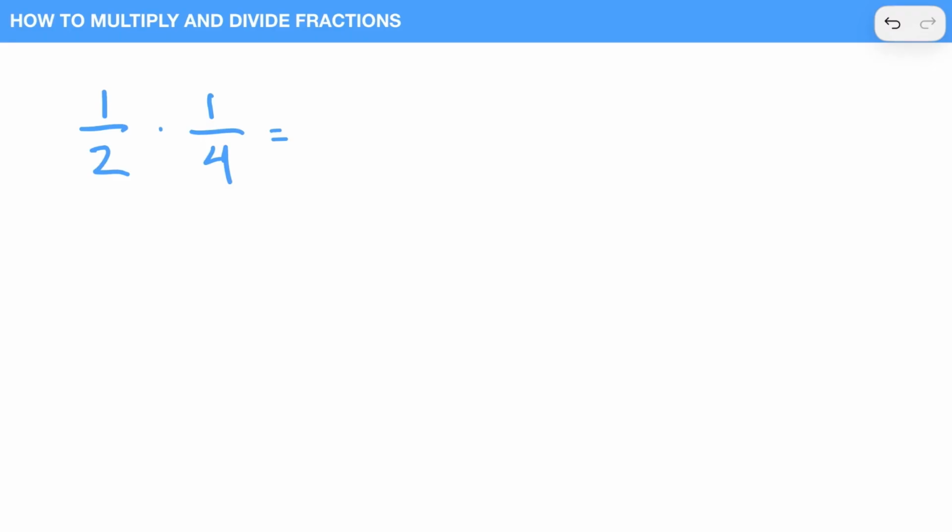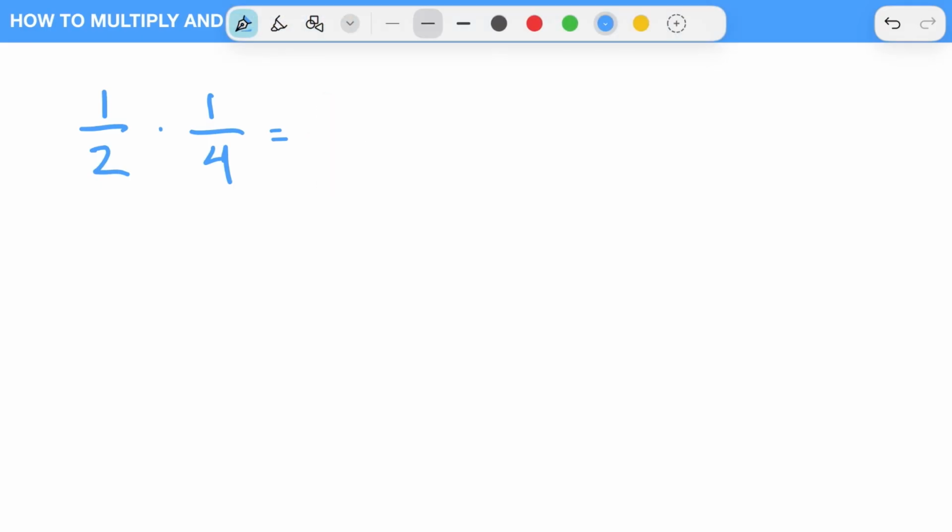All I'm going to do, if I am multiplying fractions together, is multiply the top numbers, in this case 1 times 1, and then multiply the bottom numbers, in this case 2 times 4, which is 8. And that's my answer. 1/2 times 1/4 is 1/8. Now, that's an easy thing to memorize, but I don't want you to just memorize. I want you to be able to master why this is the case.